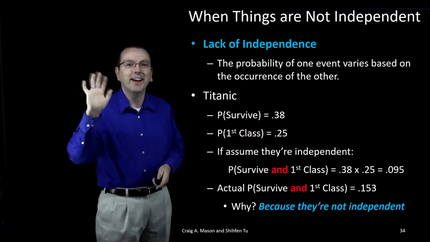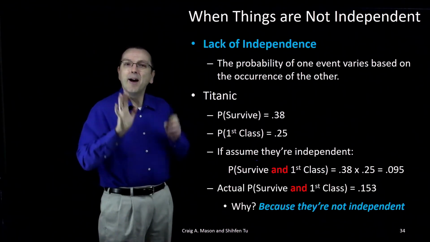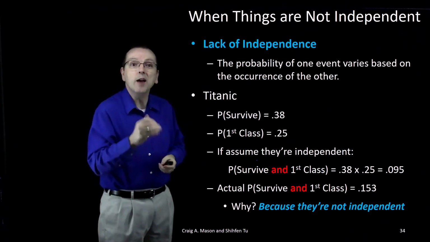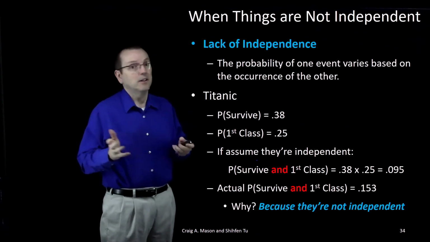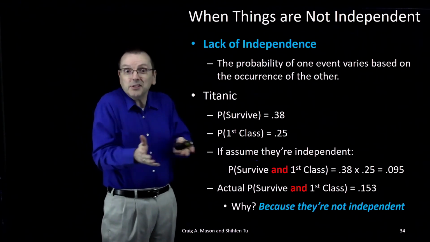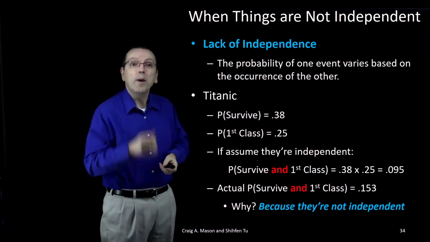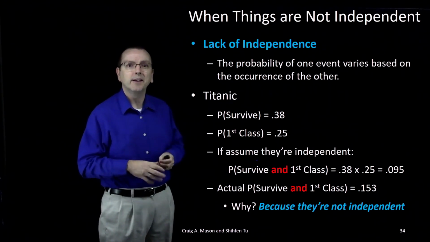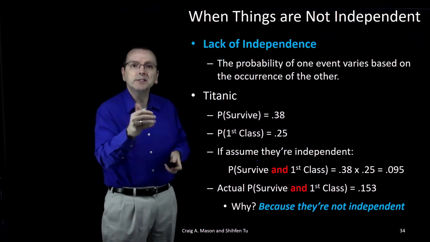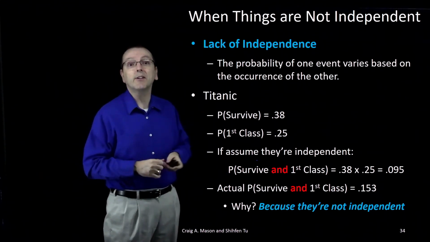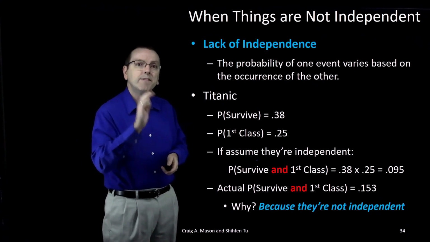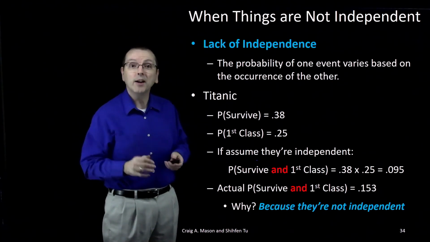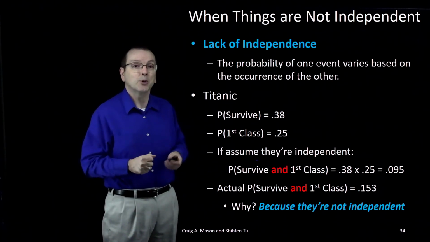But I digress. When it came time to get on the lifeboats, the decision was not made independent of class. More first-class passengers got a seat. When data lack independence, things get a little more complicated. But that's beyond the scope of this introductory series, all right? Now, we'll revisit the Titanic and this question of independence later on when we learn the chi-square test.